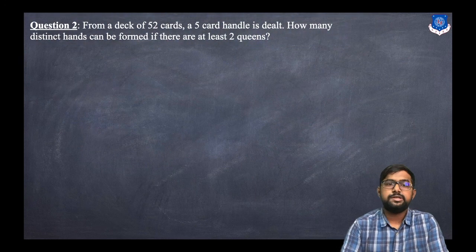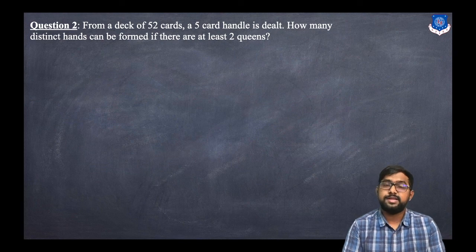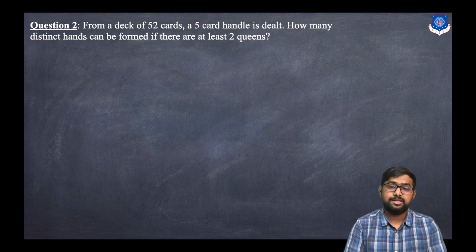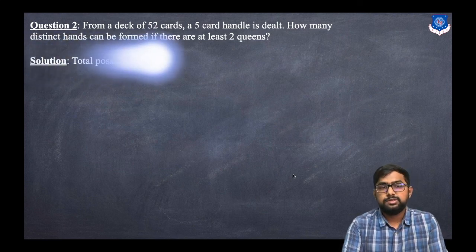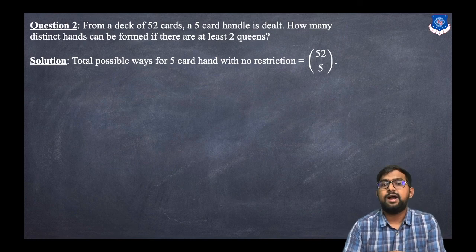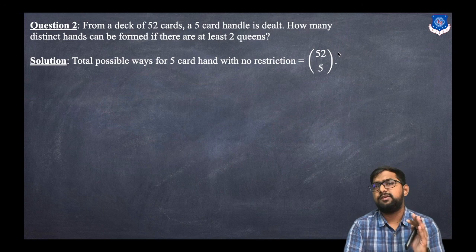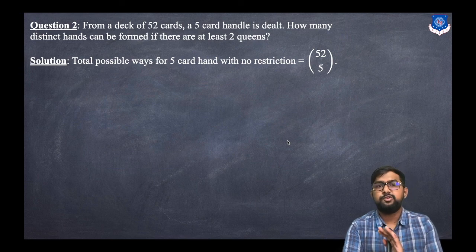Now the second question. From a deck of 52 cards, a 5 card hand is dealt. How many distinct hands can be formed if there are at least 2 queens? Now see, the total number of ways for a 5 card hand with no restriction: we know that there are 52 cards, so the total number of ways will be 52C5.